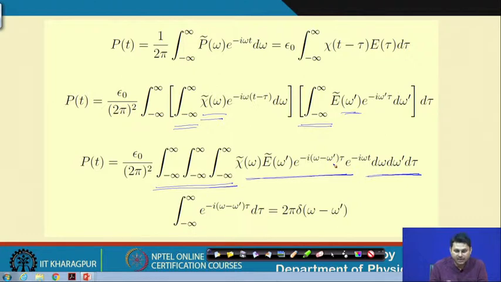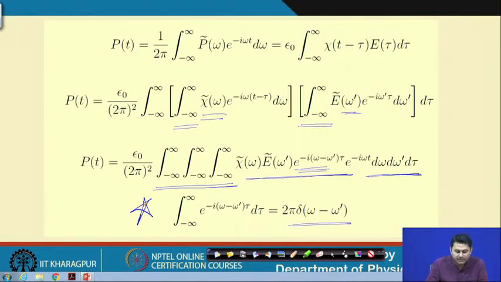If you do that, you will find it comes naturally. Here you have e to the power i omega (t minus tau), here you have e to the power minus i omega prime tau. So, if I write these two things, then I can write this quantity in terms of the delta function. This is the definition of the delta function; one can write the delta function in a different way, but this is one way to write it.